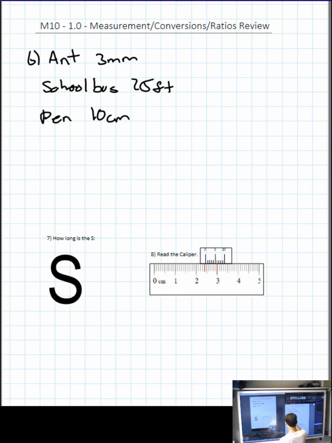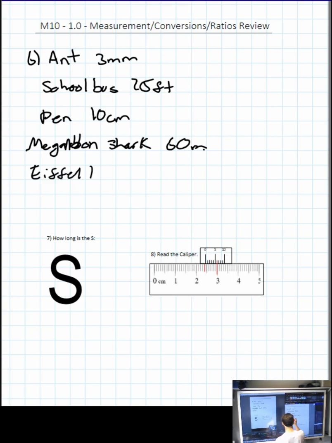A megalodon shark. You might have to Google search these things sometimes, but a megalodon shark is going to be about 60 meters. Okay, the Eiffel Tower, one of the relatively tallest towers. Let's say 2,000 feet. You could Google search it and find exactly what it was, but this is estimating. The point is to get it wrong sometimes.